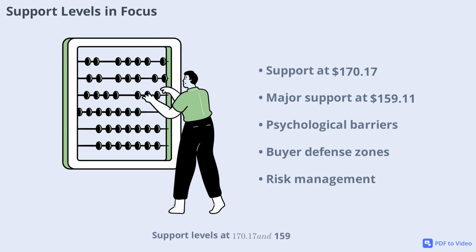Support levels at $170.17 and $159.11 are critical for QCOM's near-term outlook. These levels often act as psychological barriers where buyers may step in to defend the stock. If both supports fail, it could signal a shift to a more bearish environment. Understanding where these supports lie helps in setting stop losses and managing risk.